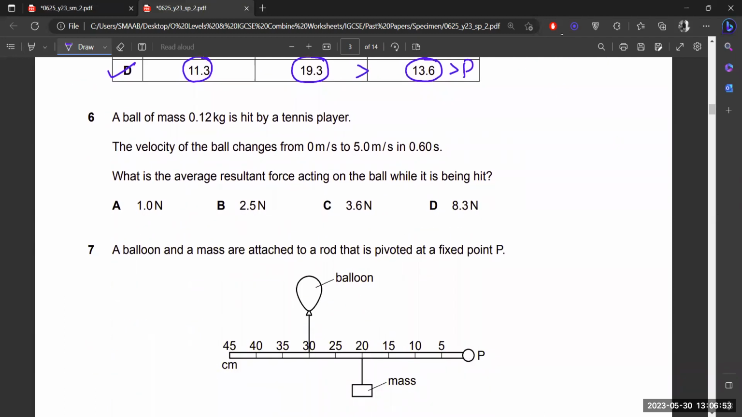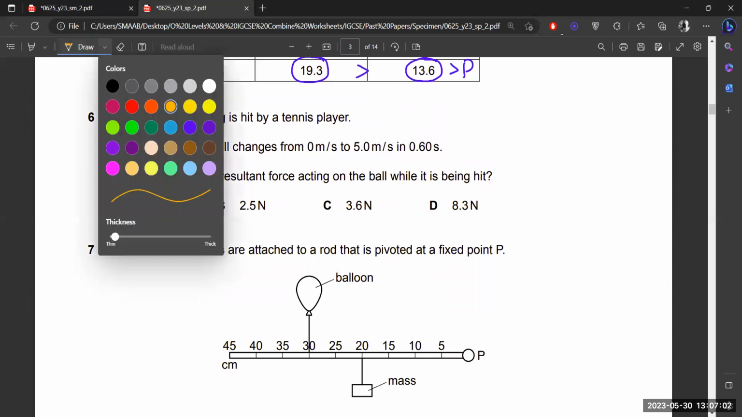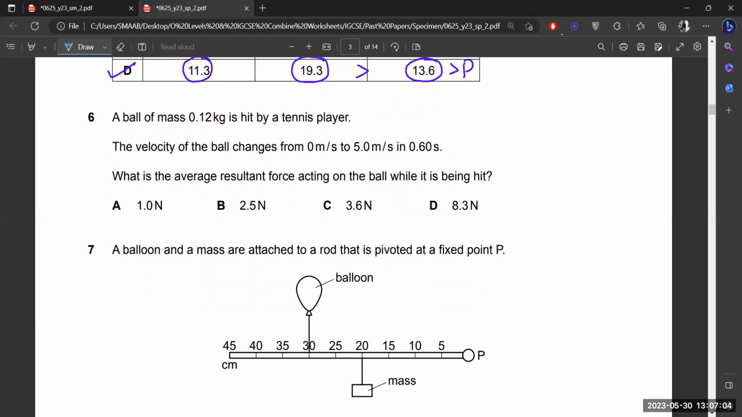Okay, question number 6. A ball of mass 0.12 kg is hit by a tennis player. This is the mass. The velocity of the ball changes from 0 to 5 meter per second. So this is the initial velocity, this is the final velocity. This is the value of time. What is the average resultant force acting on the ball while it is being hit?